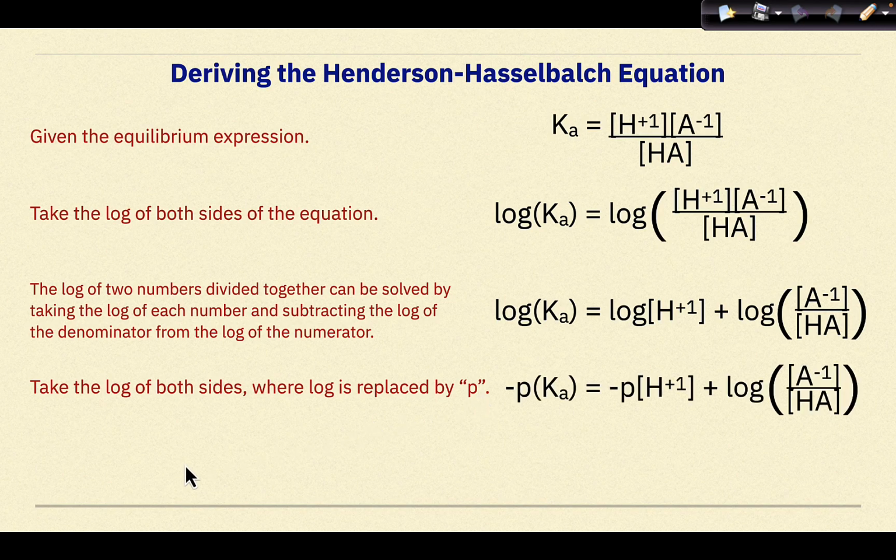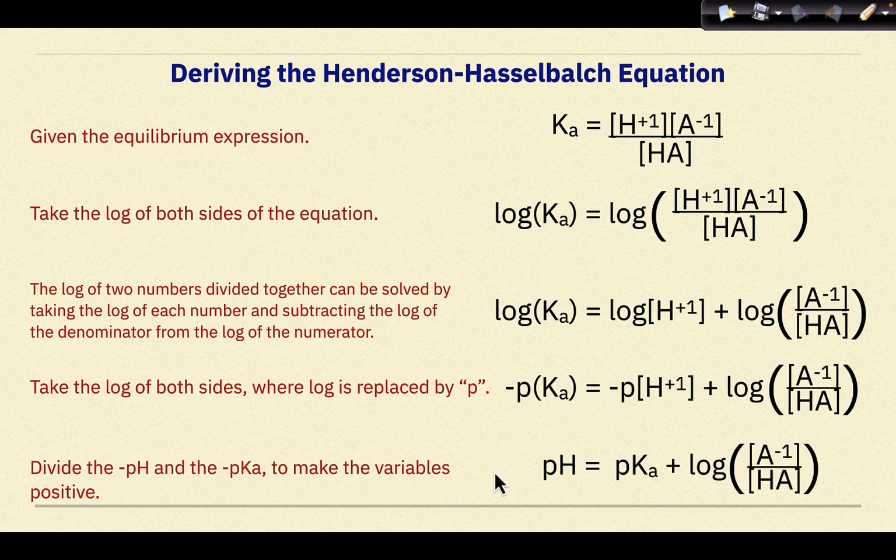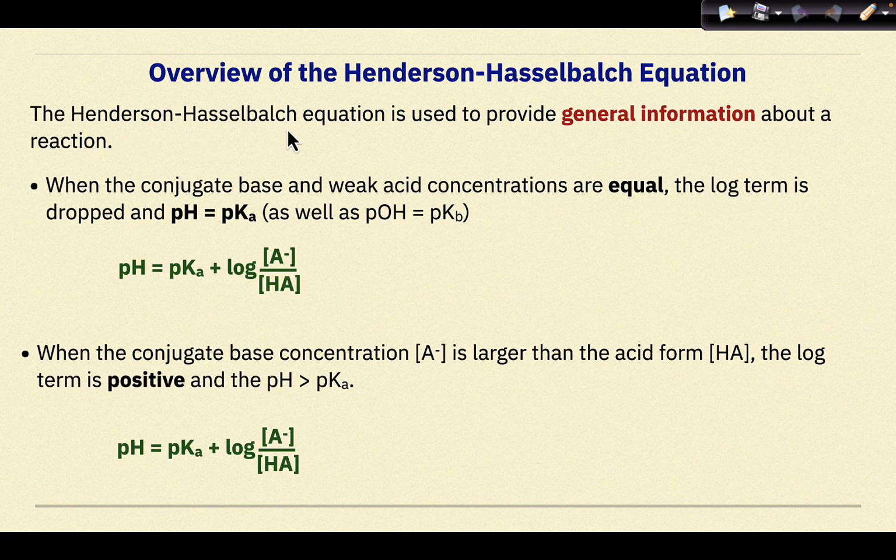The final step to derive this equation is to divide by the negative, so the negative pH and negative pKa make the variables positive, which results in pH is equal to pKa plus the log of the weak base divided by the weak acid. The Henderson-Hasselbalch equation is used to provide general information about a reaction. When the conjugate base and the weak acid concentrations are equal, the log term is dropped and pH is equal to pKa, as well as pOH is equal to pKb.